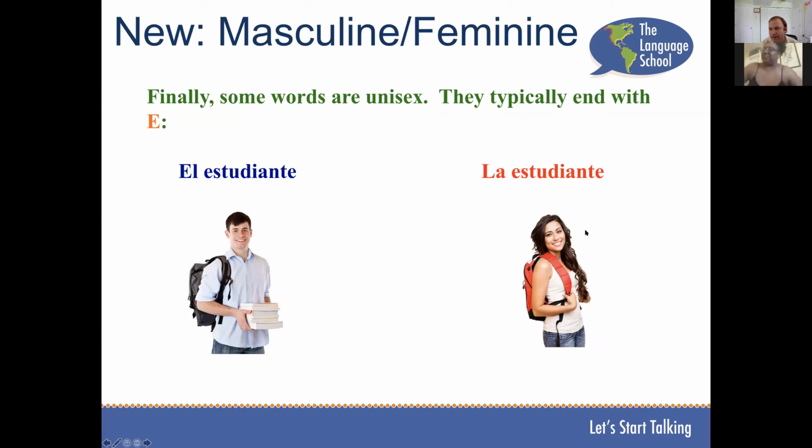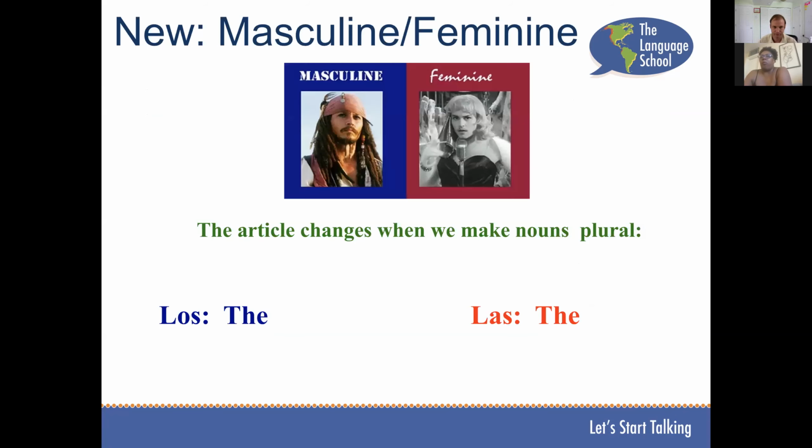And then we do have some gender neutral words. Typically they're going to end with E and they won't change based off of the gender of the person. So here you can see el estudiante and la estudiante. Notice that estudiante does not change. The article does change. Okay.